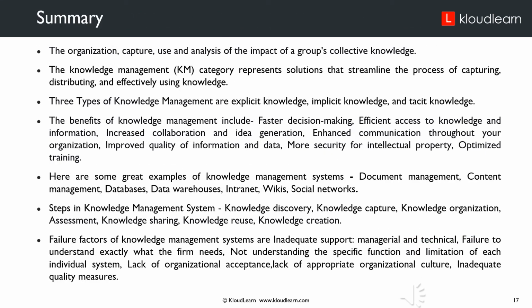In this course, we learn that knowledge management system is the organization, capture, use, and analysis of the impact of a group's collective knowledge. The knowledge management category represents solutions that streamline the process of capturing, distributing, and effectively using knowledge. Three types of knowledge management are explicit knowledge, implicit knowledge, and tacit knowledge. The benefits of knowledge management include faster decision making, efficient access to knowledge and information, increased collaboration and idea generation, enhanced communication throughout your organization, improved quality of information and data, more security for intellectual property, optimized training.